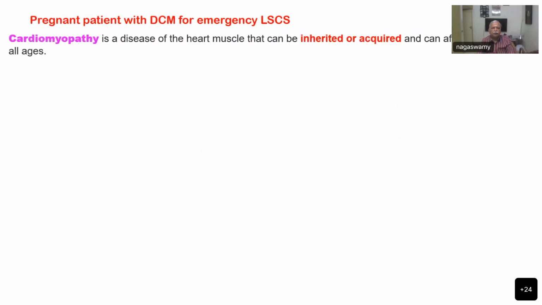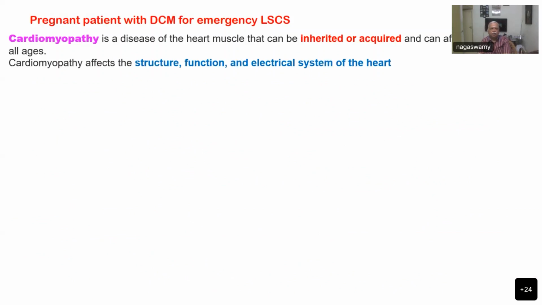So cardiomyopathy is a disease of the heart muscle that can be inherited or acquired. So it can be both. It can be congenital or it can be acquired and can affect people of all ages. And it affects the structure, function, and electrical system of the heart. All the three are affected.